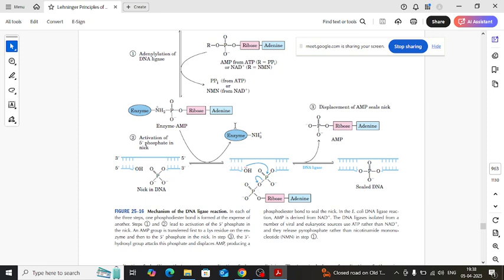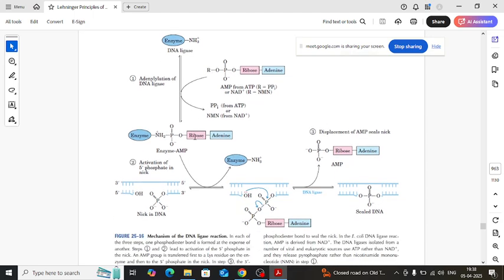So this enzyme has this AMP along with it. So this PO minus will actually act as a nucleophile, right? So this OH is the 3' OH of the previous nucleotide. It has a lone pair of electrons, so it will make a nucleophilic attack on this electron-deficient phosphorus, right? So that it will be a sealed DNA, right? So this nick is sealed. It will make a bond, and this bond will be broken, right?